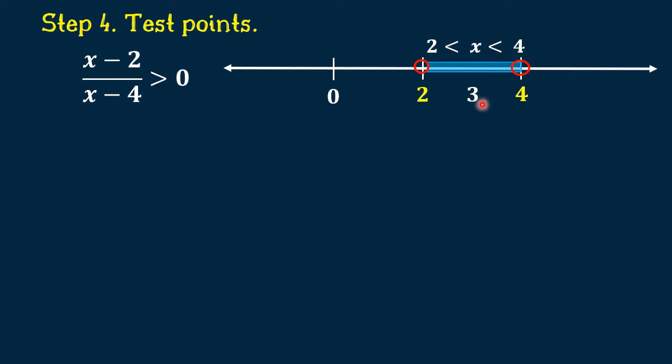We can also have decimals such as 3.9 or 3.5, 3.1, 3.2, and so on. So we only take a whole number, and the only whole number that is between 2 and 4 is 3. So we will try 3. We will test 3 if it is included as a solution to our rational inequality.